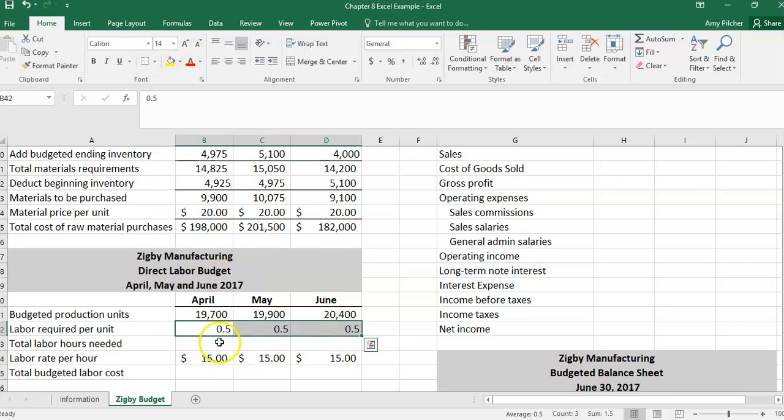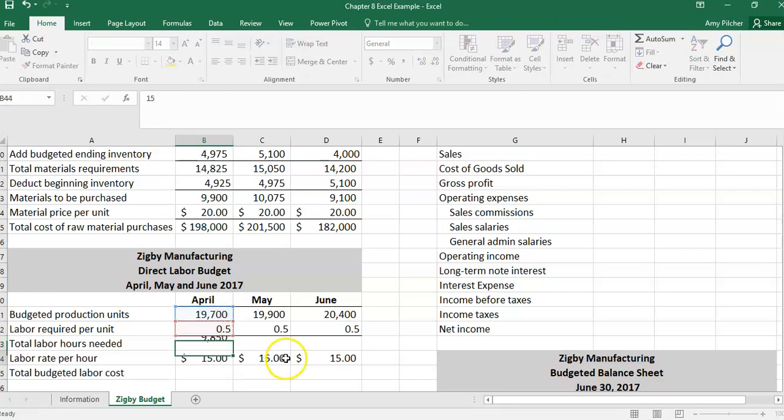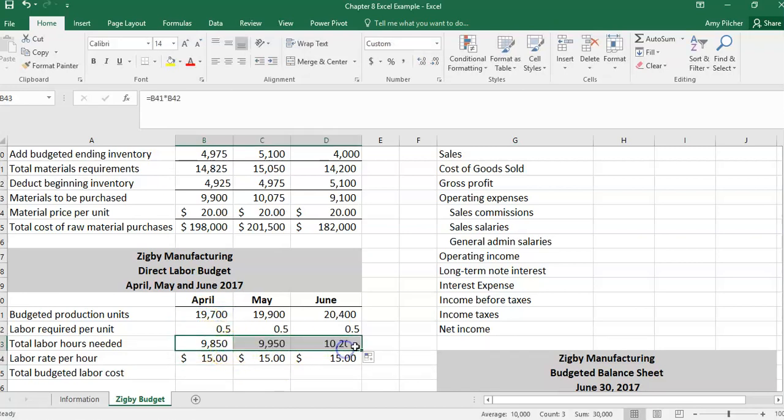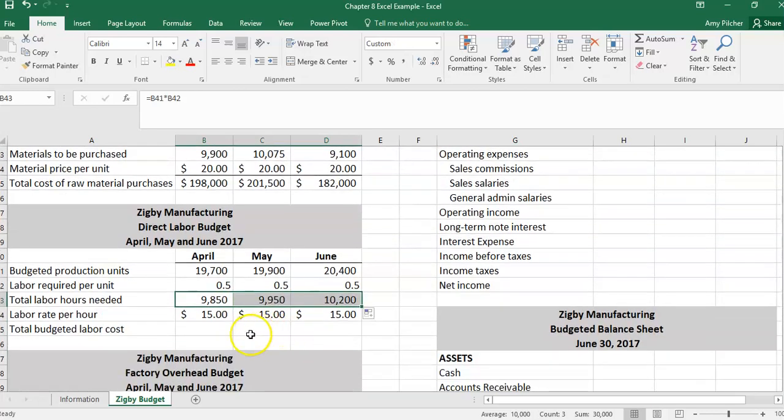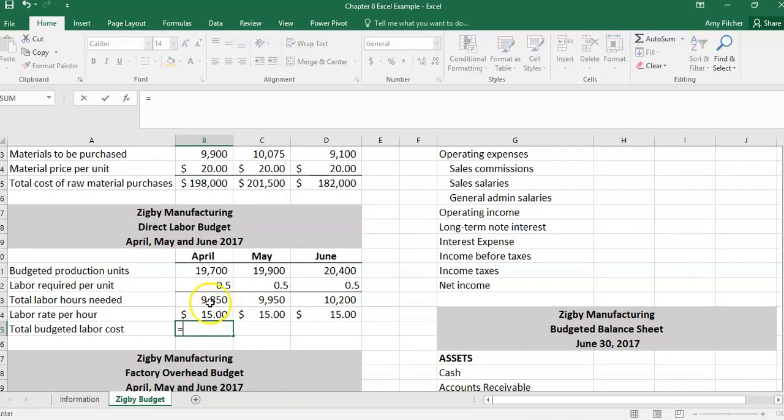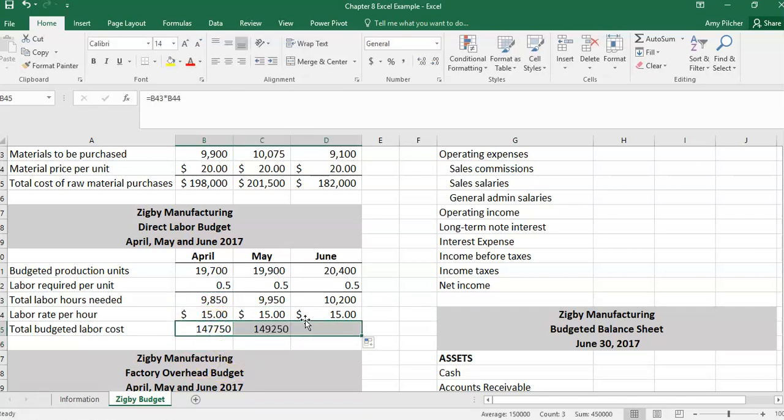We take the number of units we're going to make times the half an hour labor per unit, and that tells us how many labor hours we need to meet our production goals. We then take that times our hourly labor rate to get the cost of direct labor for each month.